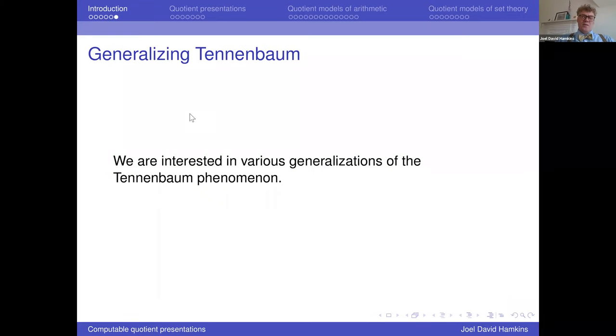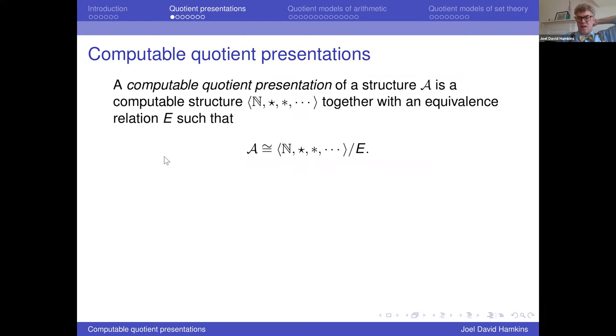Okay, so what I'm interested in doing is generalizing the Tennenbaum phenomenon beyond those two cases. I want to look at various generalizations. And in particular, I want to generalize to computable quotient presentations. So what is that? A computable quotient presentation of a structure is a computable structure, so I've got the natural numbers with some computable functions and relations on it, together with an equivalence relation E, so that the given structure is isomorphic to the quotient. Okay, so it's a quotient construction, but I don't insist that E is computable. So it's a quotient of a computable model. That's what a computable quotient presentation is.